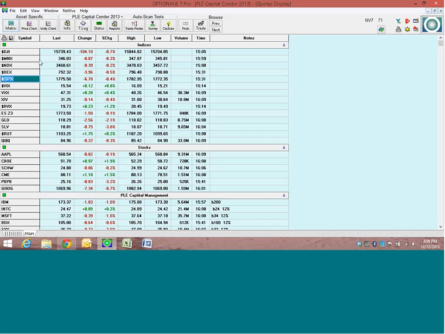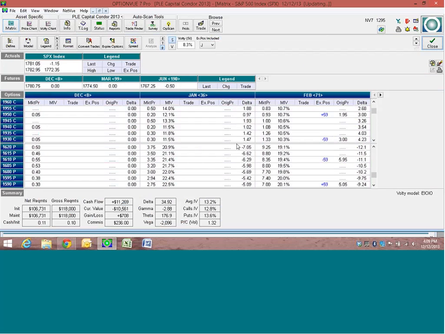The public, the retail trader, loved the OEX, the American option. But when the retail public left, that product sort of went away, at least relatively speaking. And so now you have the SPX. Now, let me bring this up real quick.